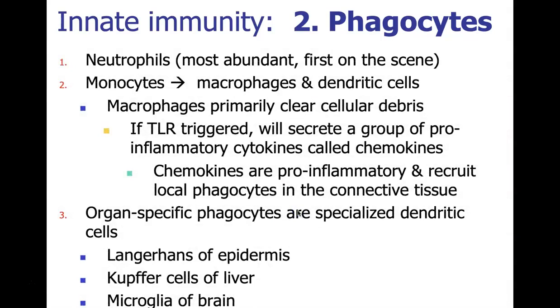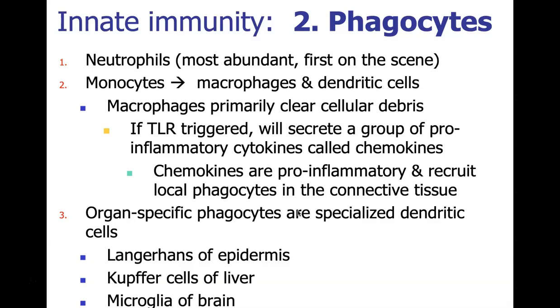The second part of innate immunity is the phagocytes, and we've seen some of these in lab already. Okay. So the first and the most abundant of these is called neutrophils. They're the first ones that get to any infection, any foreign particle. So the one type of white blood cell that's involved. The monocytes are macrophages and dendritic cells, and their job is to chew up and clear cellular debris.